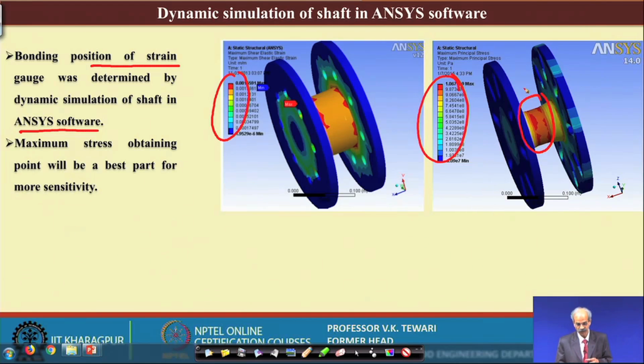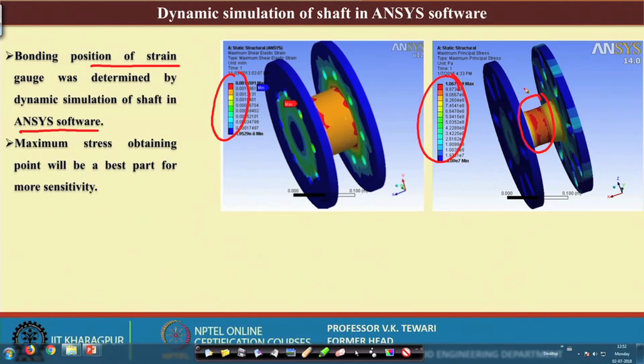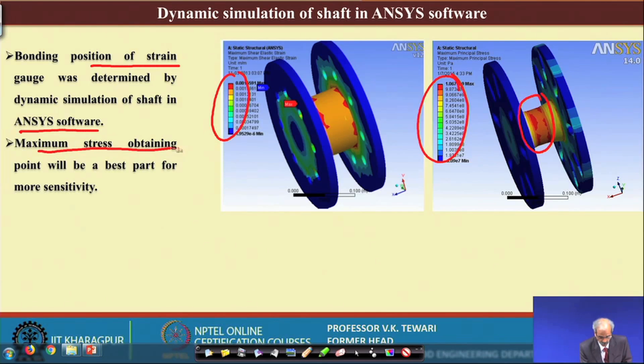So, that we have tested using ANSYS software, and we have modeled, and we could know where this location is. As I told you in the earlier diagram, we have found out that location on the basis of this software itself, and of course, certain other knowledge of the designer. We were in a position to find out the maximum stress obtaining point, which will be the best part of the sensitivity. This was the crux of the problem while we were trying to do this simulation part for finding out the location.